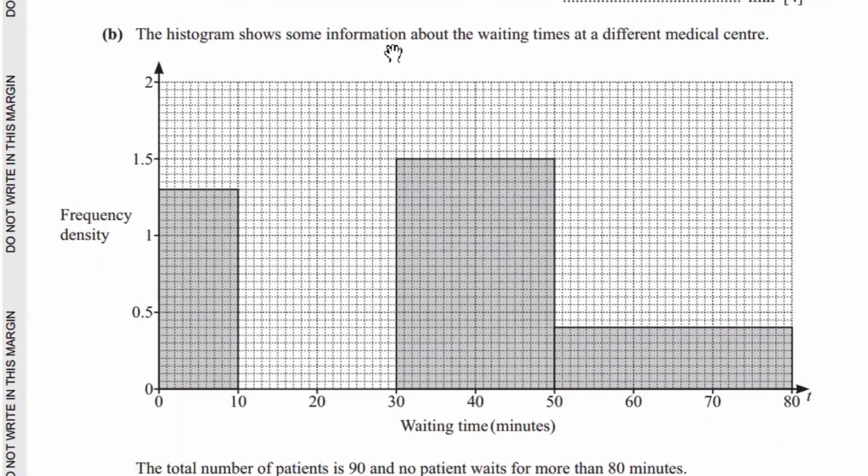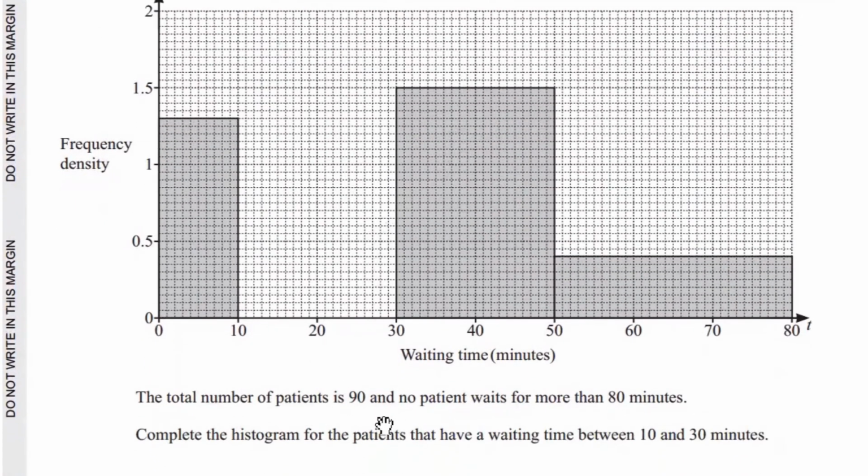Part B says the histogram shows some information about the waiting times at a different medical center. The total number of patients is 90, and no patient waits for more than 80 minutes. Complete the histogram for the patients that have a waiting time between 10 and 30 minutes.